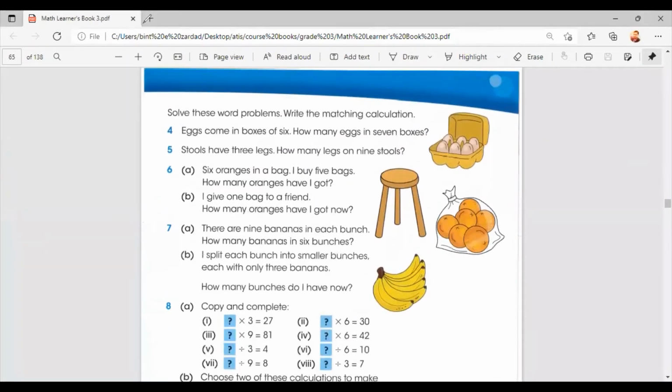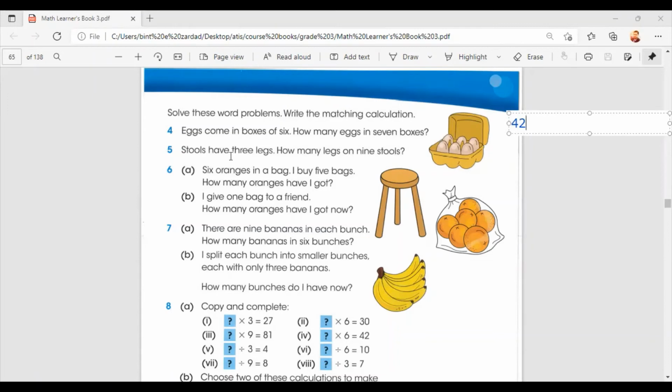Now solve this word problem, writing the matching calculation. Eggs come in a box of 6. How many eggs in 7 boxes? If we know the multiple table, it is the easiest question. Just write the answer. 7 multiplied by 6. 7 6 times equals 42. So 42 eggs.